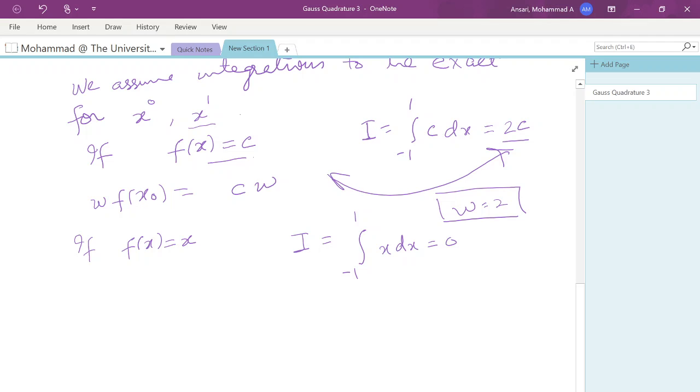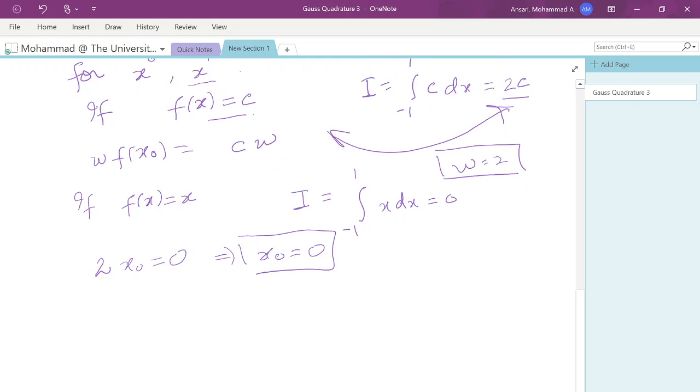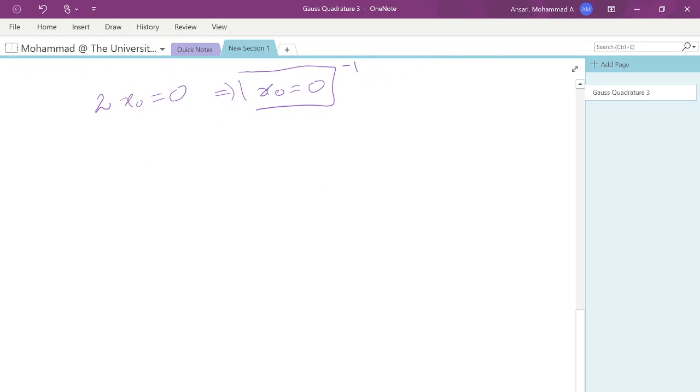And therefore your numerically computed integral, w times f of x naught, and remember w is 2, is just 2 times x naught, because f of x is x, so f of x naught is x naught. And this equals 0, so this means x naught equals 0. What it means is that your numerical approximate integral I is 2 times f of 0. That's it. And this is exact for zero order polynomials, and obviously linear polynomials.